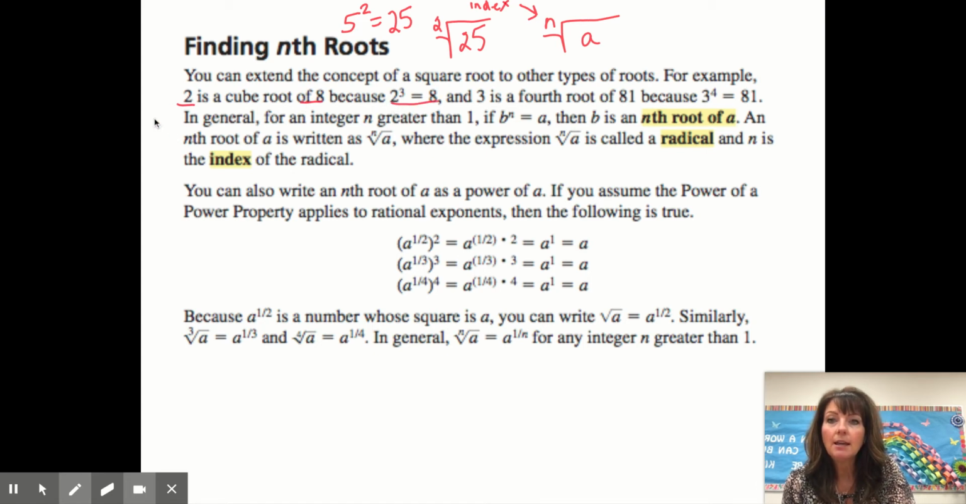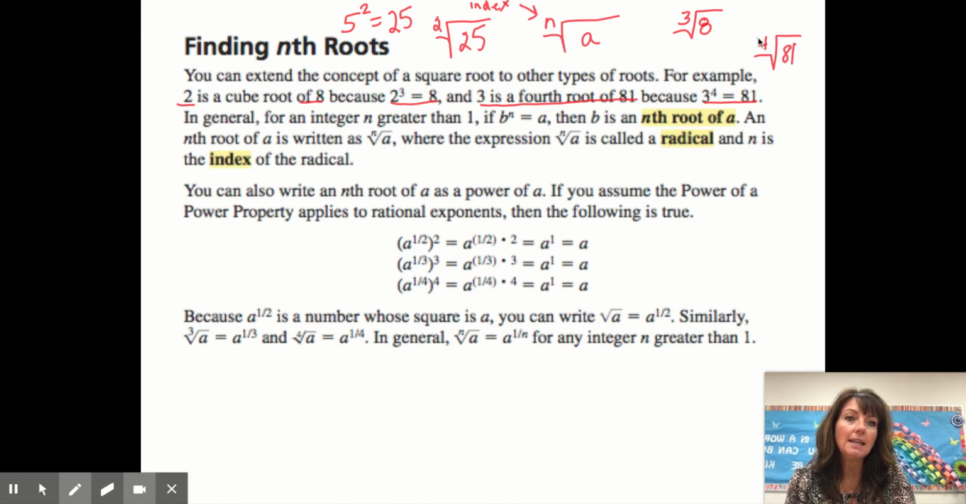So what does that look like? The cube root of 8 would be this, and we could evaluate that to be 2. It says 3 is the fourth root of 81 because 3 to the fourth is 81. So the fourth root of 81, that's how you would write it. You just change the index. Notice that the index is now the exponent of the root.